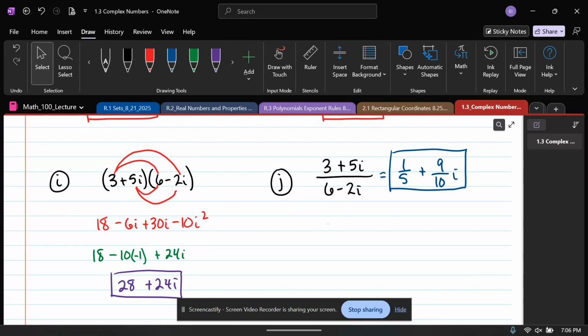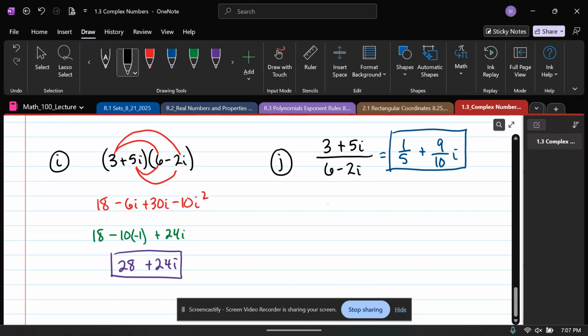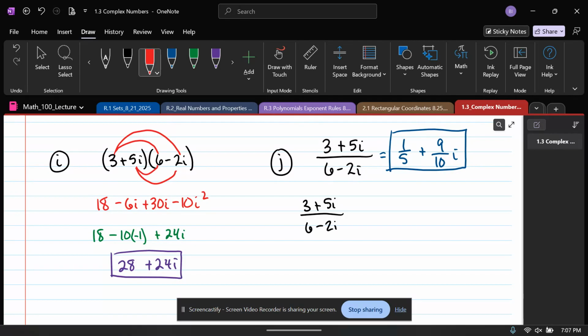I highly advise doing the division with the calculator because it is the most tedious of all of the stuff. Okay? I'm going to show you how to do it by hand because as a math teacher I feel like I need to. The way that you do this is you multiply by what's called the complex conjugate. That just means change the sign in the middle of the bottom.